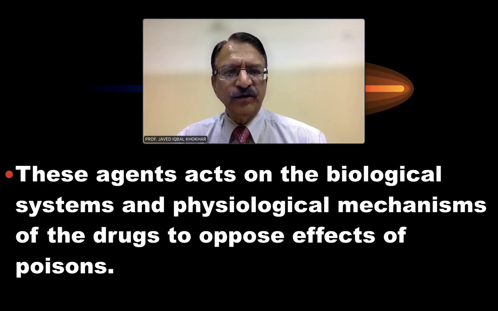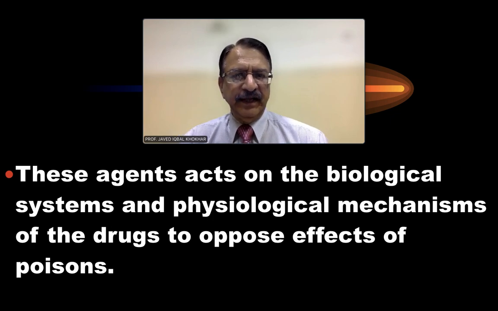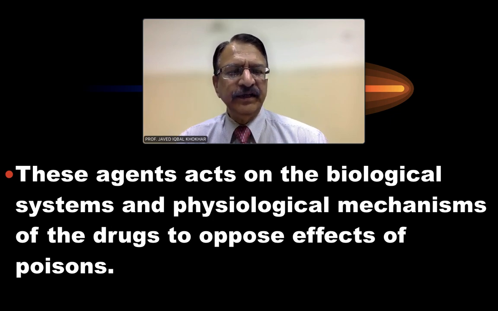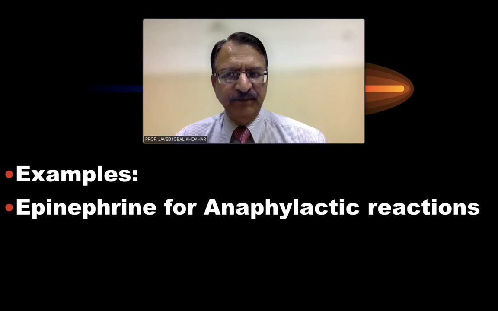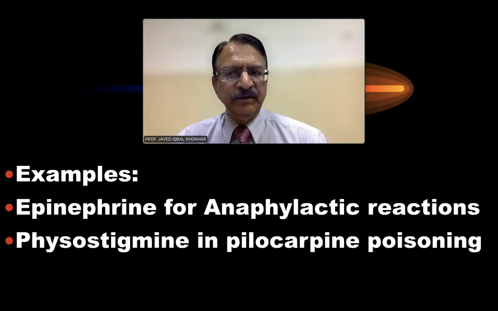Now, regarding the physiological antidotes, these agents act on biological systems and physiological mechanisms to oppose the effects of poison. They act physiologically and their actions are opposite to that of the poison, and they produce effects which are opposite to that of the poison, hence they act as antidotes. For example, epinephrine for anaphylactic reactions. Similarly, physostigmine in pilocarpine poisoning.